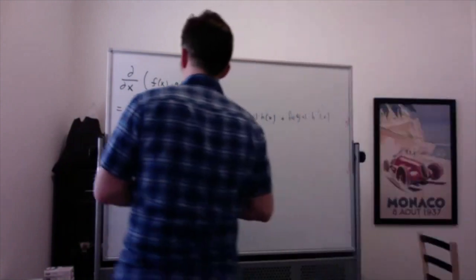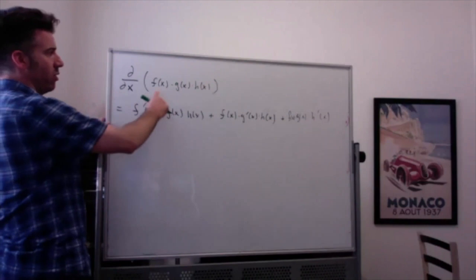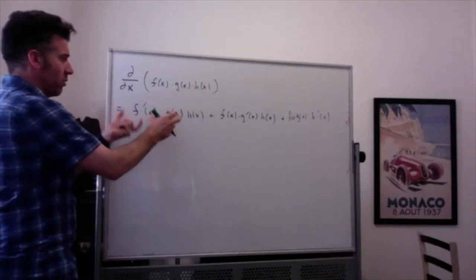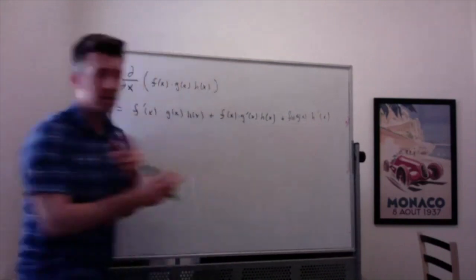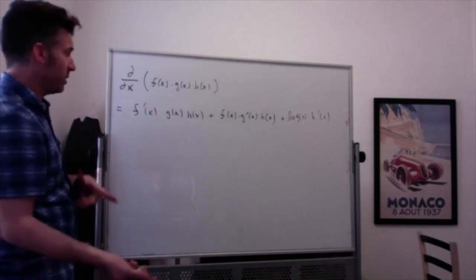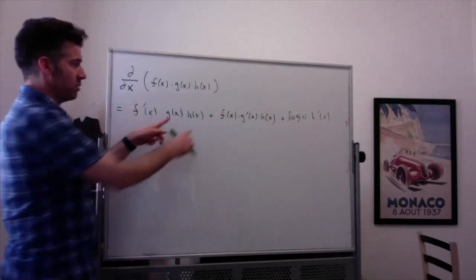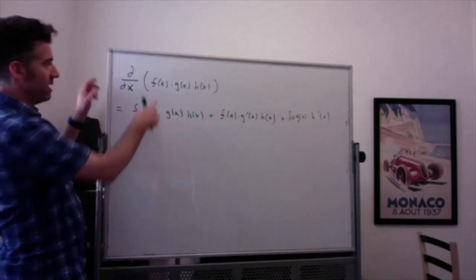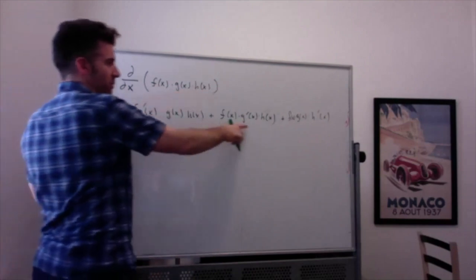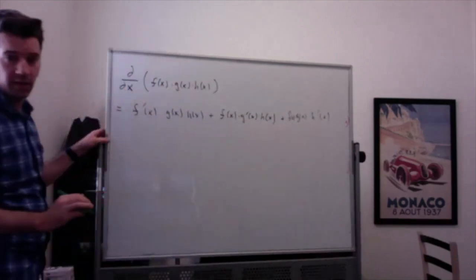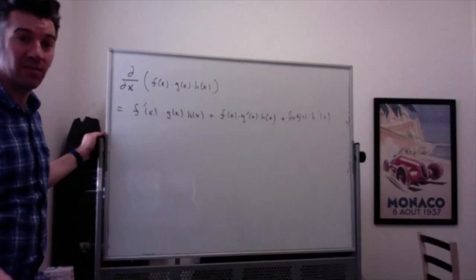So that again, if you're taking the derivative of a product of 1, 2, 3 things, you're going to get 1, 2, 3 pieces added together, and each piece is going to have one derivative and two not derivatives. And you have to have each of the different functions' derivatives showing up exactly once. And you can do this for a product of any number of things.